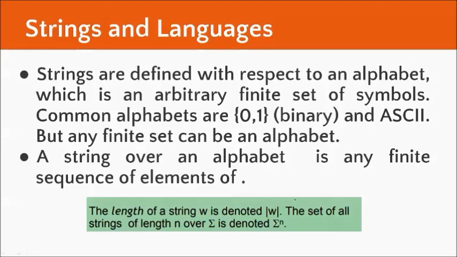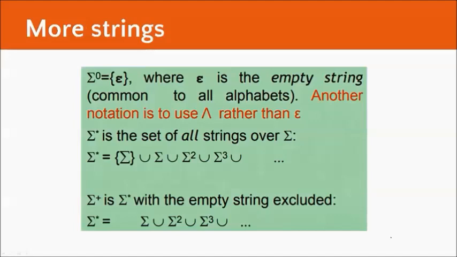So the length of a string is denoted by this one. When you see the symbol, the vertical bars, and then there's a w here or any string, it means the length of a string. So the set of all strings of length n over sigma is denoted by sigma raised to n. So this is the set of all strings of length n. Okay? So more strings.